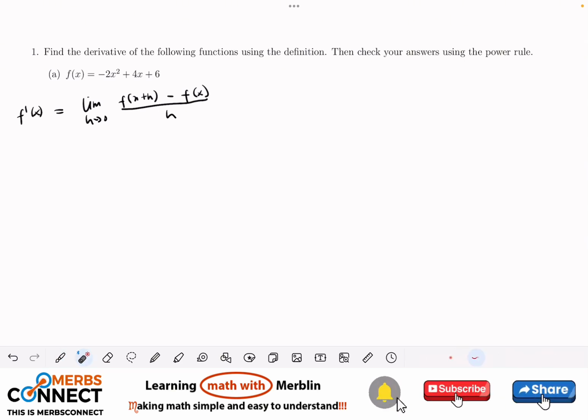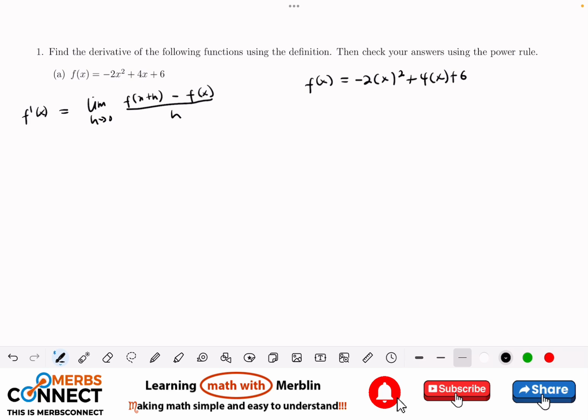So I need f of x, but f of x is given. What I need to look for is f of x plus h. Now this is what I do. Since this is my f of x, I will put all the x's in parentheses. So I'm going to have something like minus 2 (x) squared plus 4(x) plus 6. I do this to help me figure out f of x plus h.